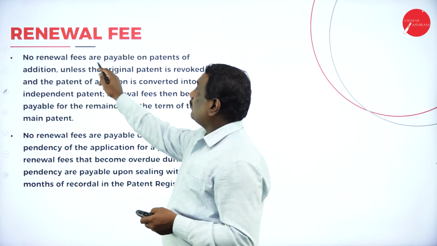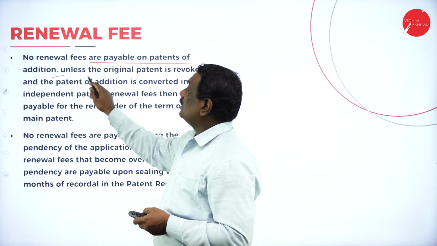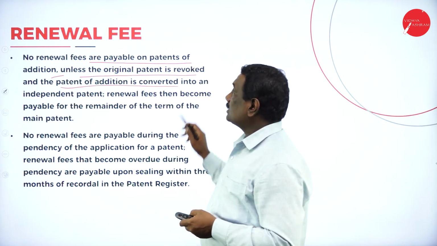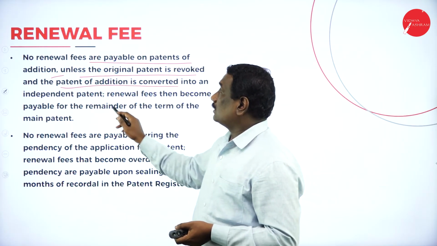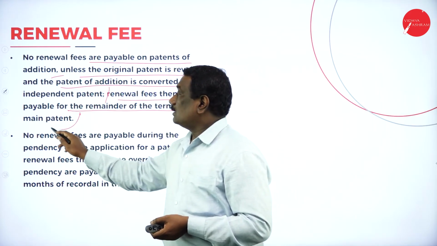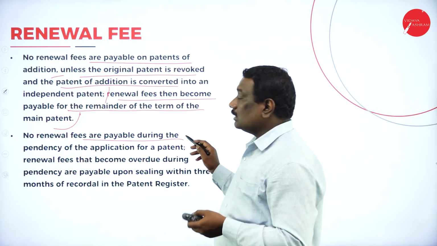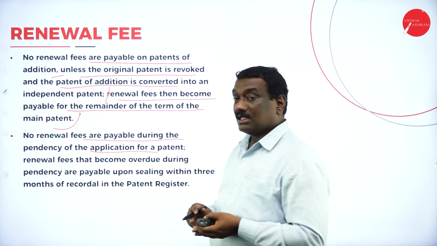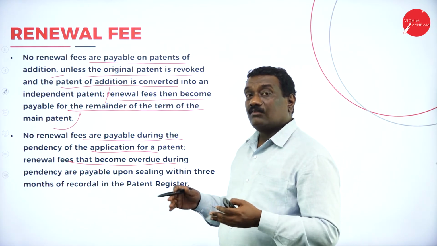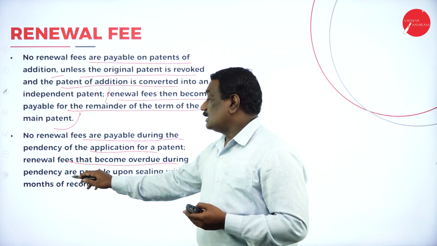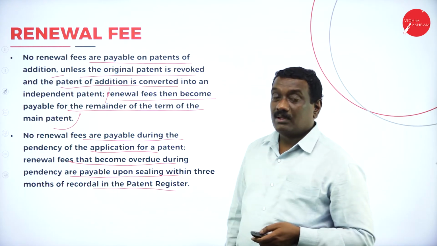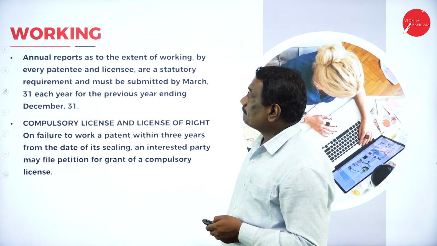No renewal fees are payable on patents of addition until the original patent is revoked or stopped and the patent of addition is converted into an independent patent, when the renewal fees then become payable for the remainder of the term of the main patent. And it says no renewal fees are payable during the pendency of the application for that particular patent, because the renewal fees become overdue. So if you don't pay, the renewal fees become overdue, and the fees accumulated during the pendency time are payable upon sealing, within 3 months of the recordal in the patent register.